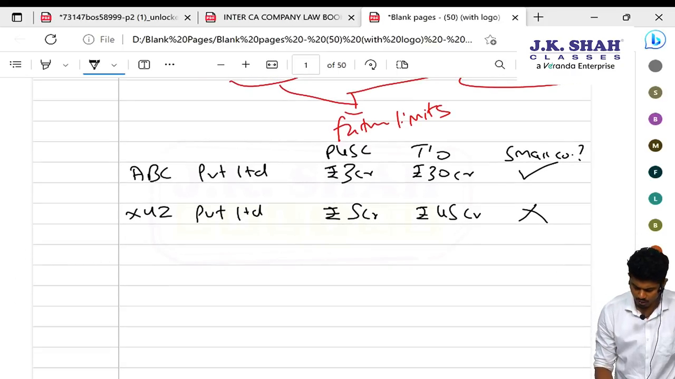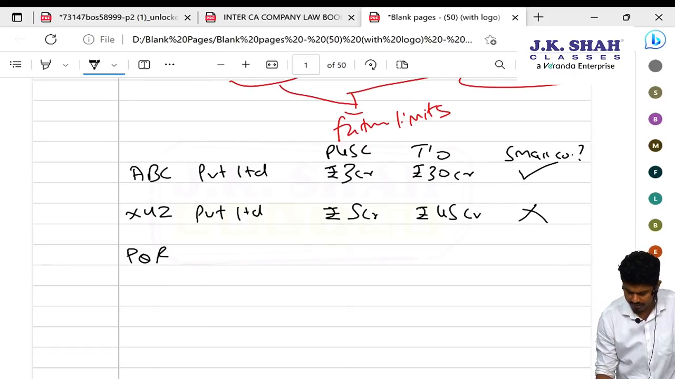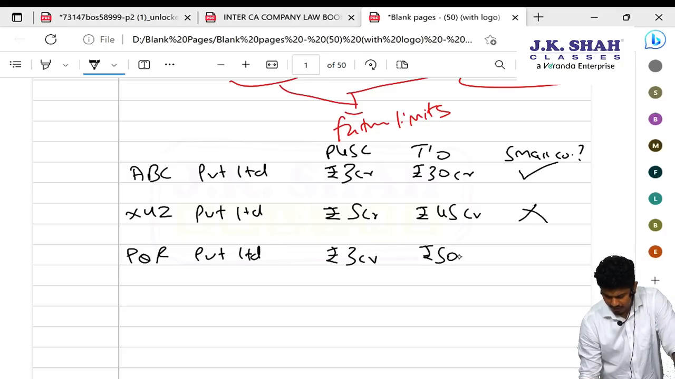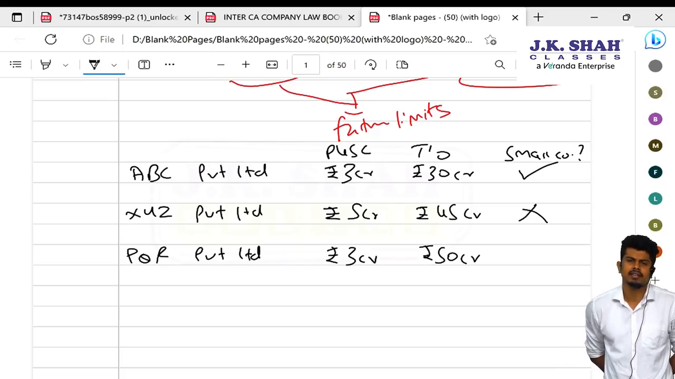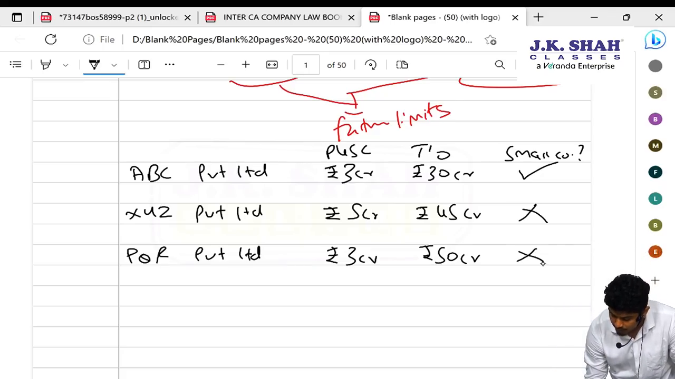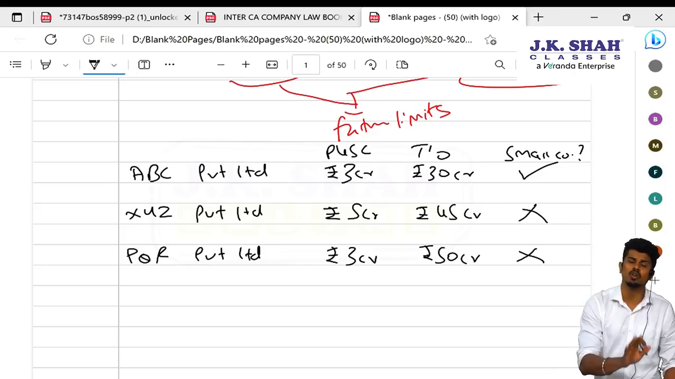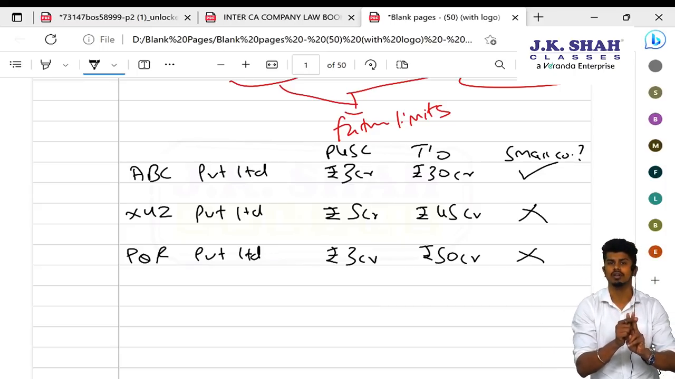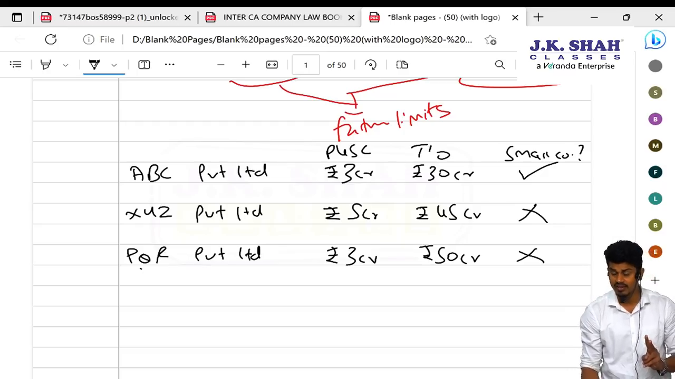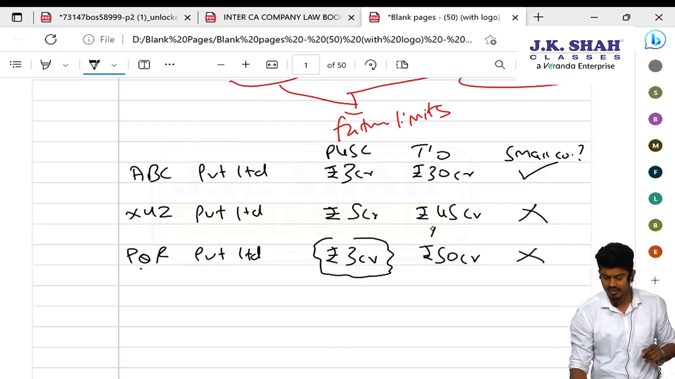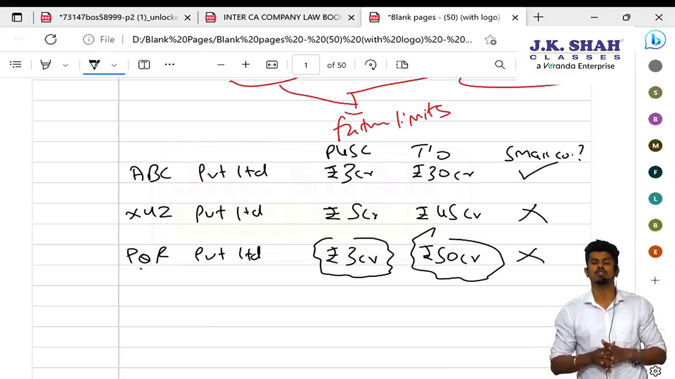Say for example, if I talk about a company called PQR Private Limited, it has paid up share capital of 3 crore and turnover of rupees 50 crores. So will it be called a small company, guys? The answer will be no, because for a private company to be called a small company, it should satisfy both the conditions of paid up share capital as well as turnover. So in the third example, as you can see, it is definitely satisfying the condition of paid up share capital, but it is not satisfying the condition of turnover, because the maximum turnover should be 40 crores.